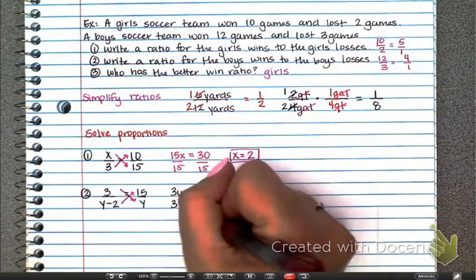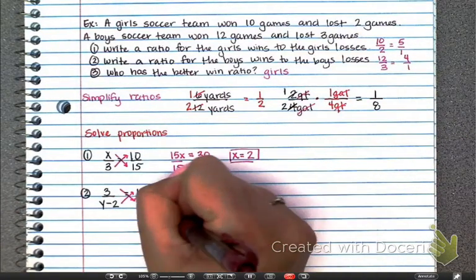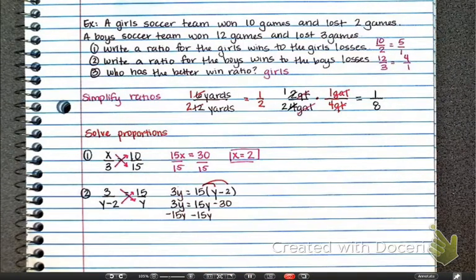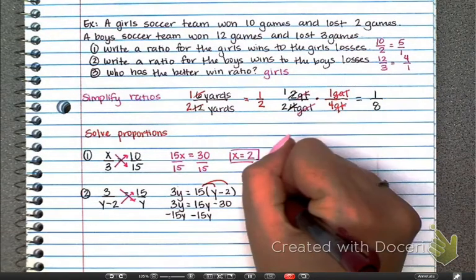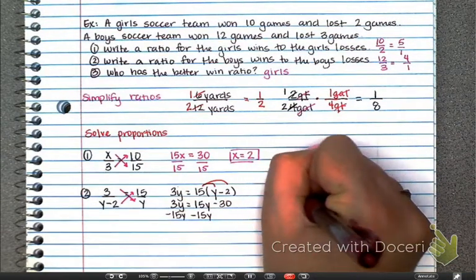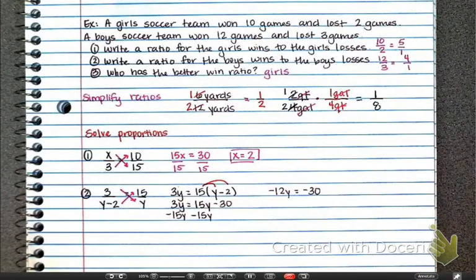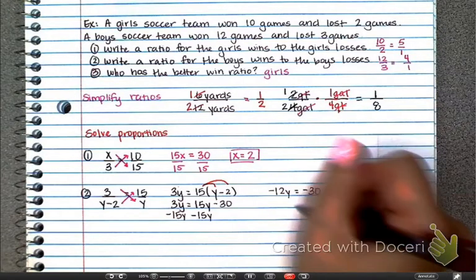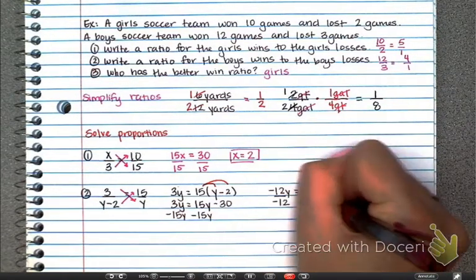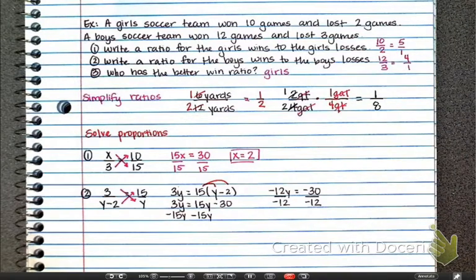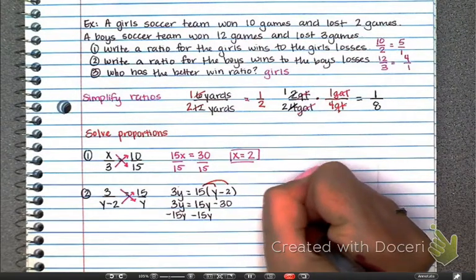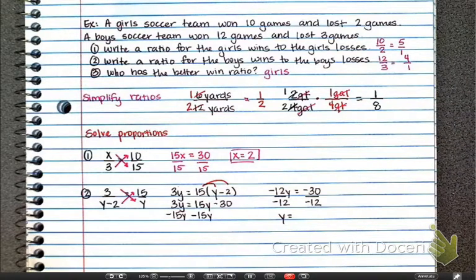So I'm going to subtract 15y from both sides, giving me negative 12y equals negative 30. And then if I divide by negative 12, does 12 go into 30 evenly? No, so you're just going to reduce. What does y equal? What would I reduce that to? You're going to leave it as a fraction. What would it reduce to?